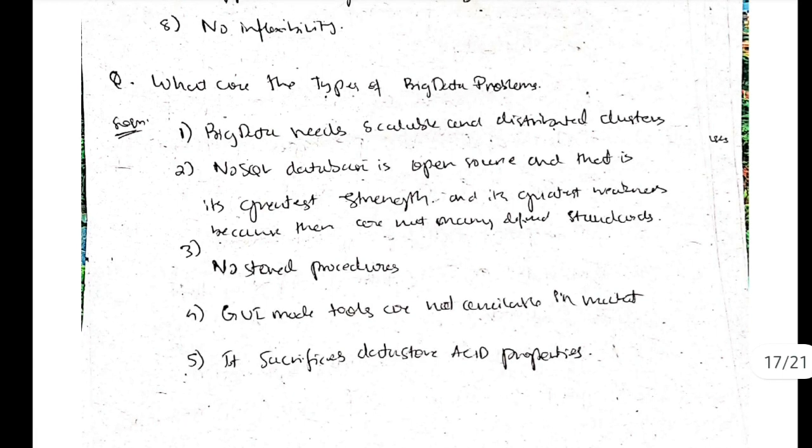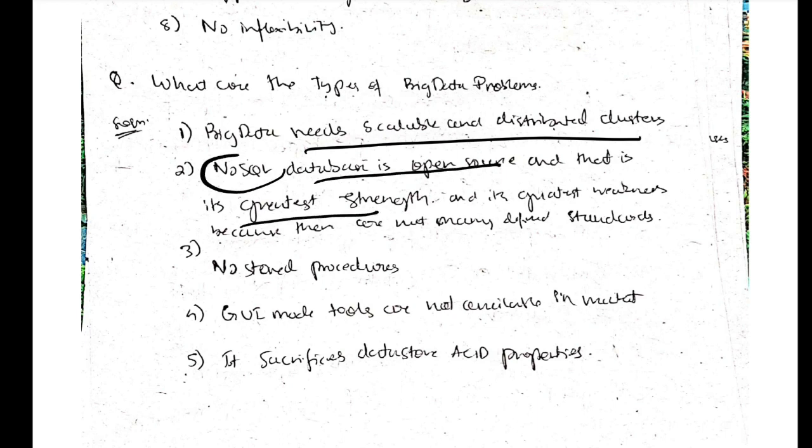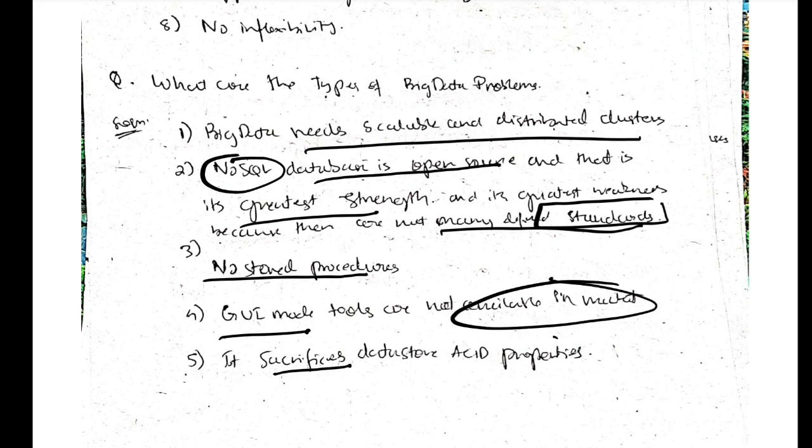Next are just the subtopics. What are the types of big data problems? It needs a scalable and distributed architecture. NoSQL is open source, and that is its greatest strength, but also its greatest weakness. Now you can ask me, how can something be the greatest strength as well as the greatest weakness? That is because there are not many standards defined, which is why it is its greatest weakness. It has no stored procedures. GUI-based tools are not available in the market. It sacrifices the ACID properties. Those are some of the types of big data problems.